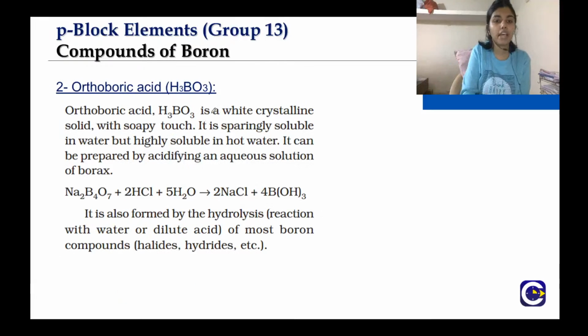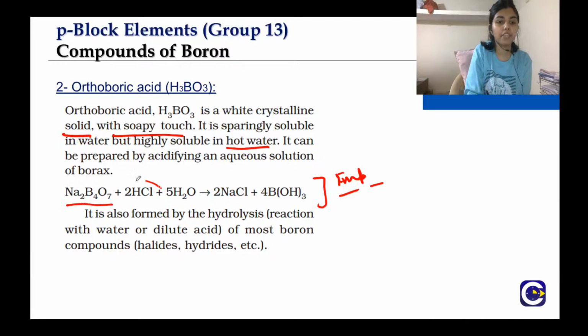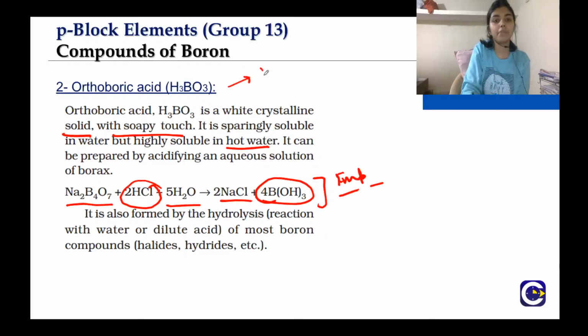Now orthoboric acid, it is basically of soapy touch and it is a white crystalline solid. It is highly soluble in hot water, however it does not solubilize completely in cold water, right? How can it be prepared? Now this is very important, that when you heat borax with HCl and water, it will give you what? NaCl plus boric acid. Now boric acid can be represented as H3BO3 also, and it can be represented as what?